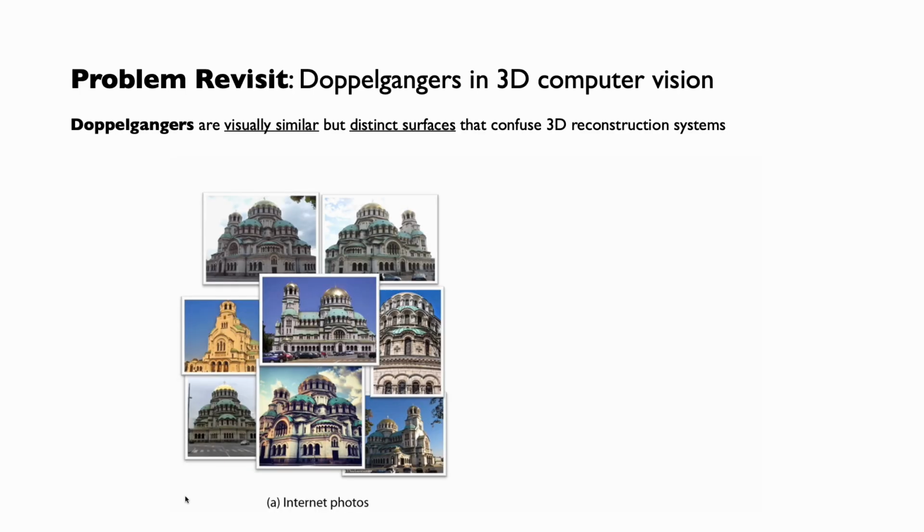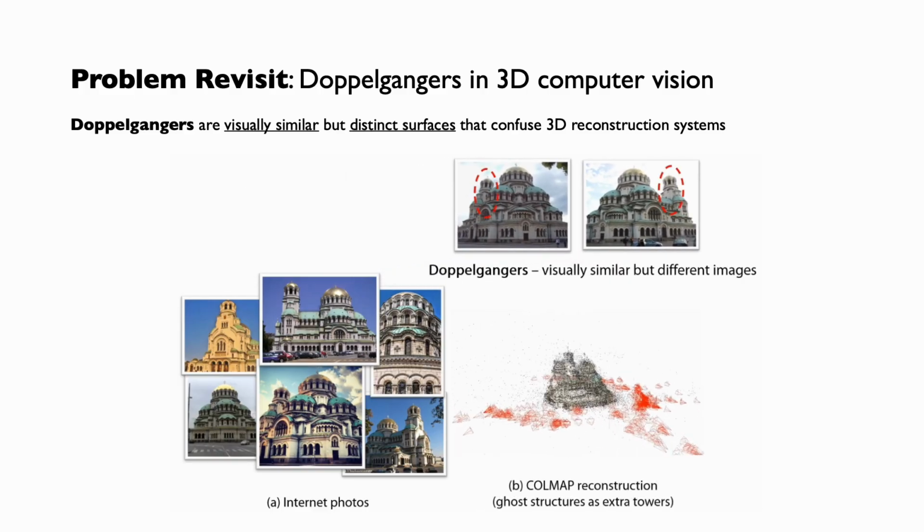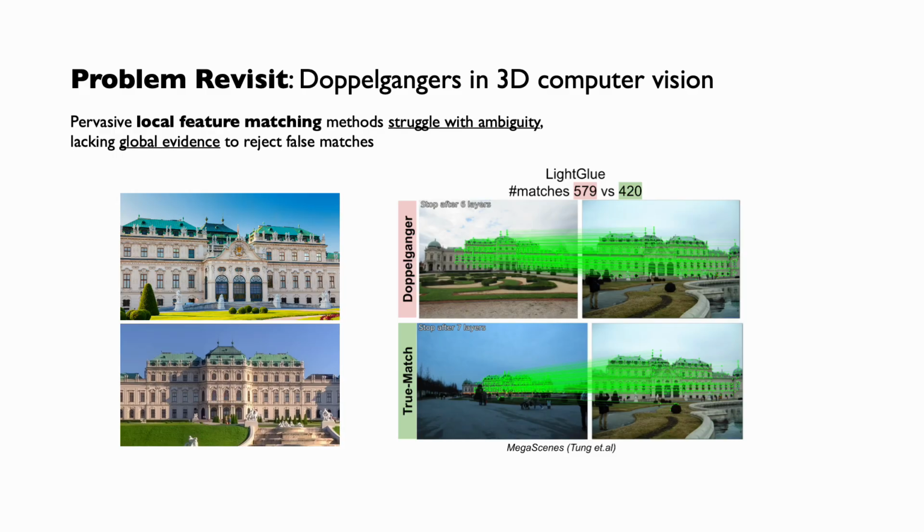In the real world, accurate 3D reconstruction is frequently hindered by visual aliasing, where visually similar but distinct surfaces are incorrectly matched. These spurious matches distort the structure-from-motion process, leading to misplaced model elements and reduced accuracy. We name this problem doppelgangers. When dealing with such doppelganger pairs, prevalent local feature matching methods struggle a lot.